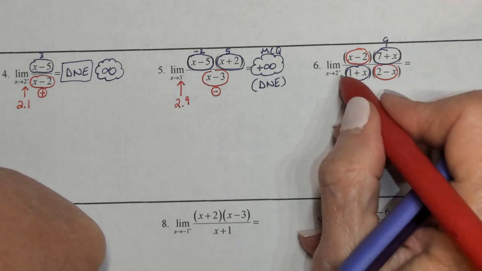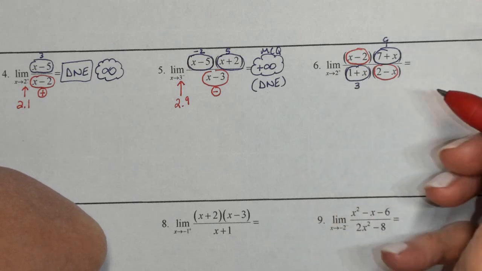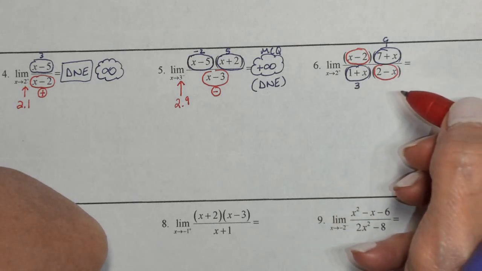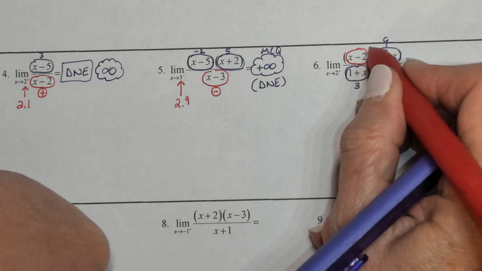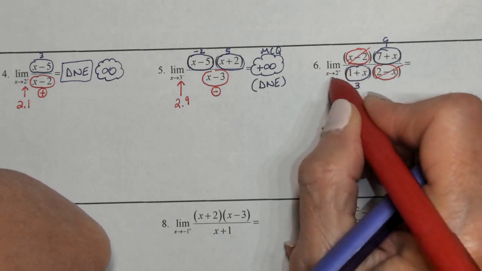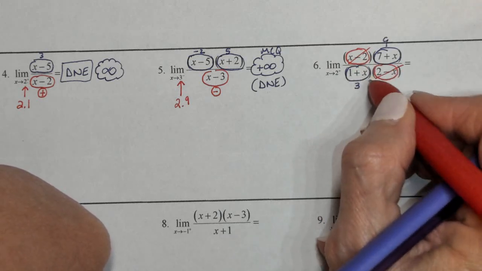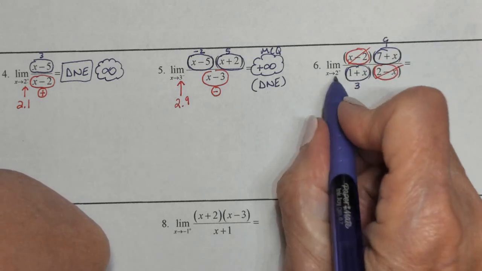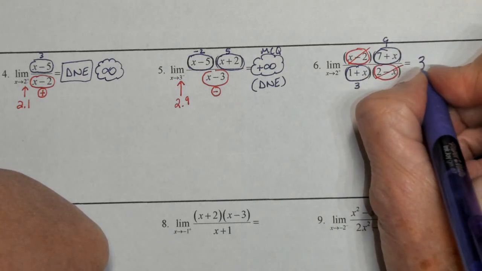Okay, since I have a 0 over a 0, that means we have a hole, which means the limit exists. I can reduce these because it's only a limit. We're not equal to, it's only a limit. So I put 2 into the remaining x's and I get 9 over 3, which is 3.